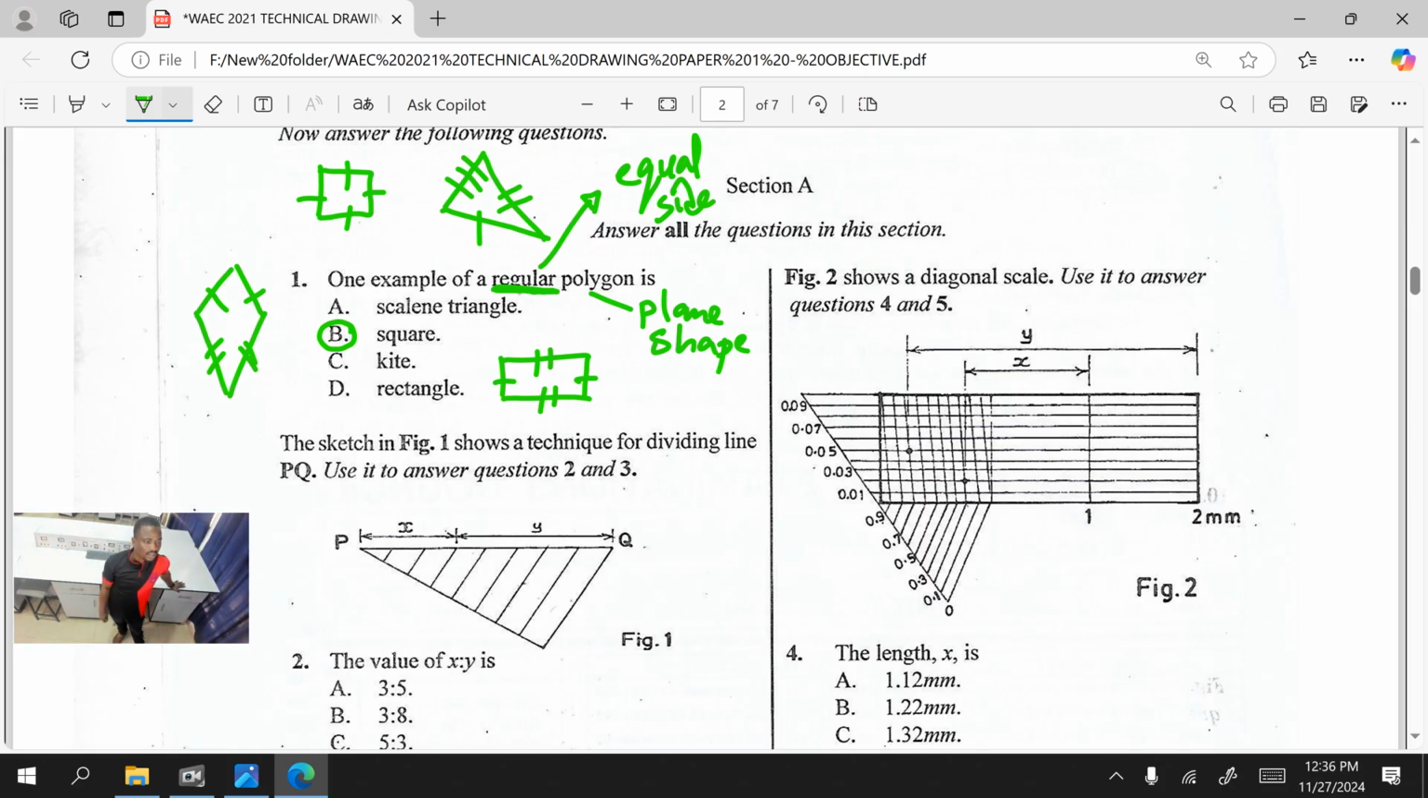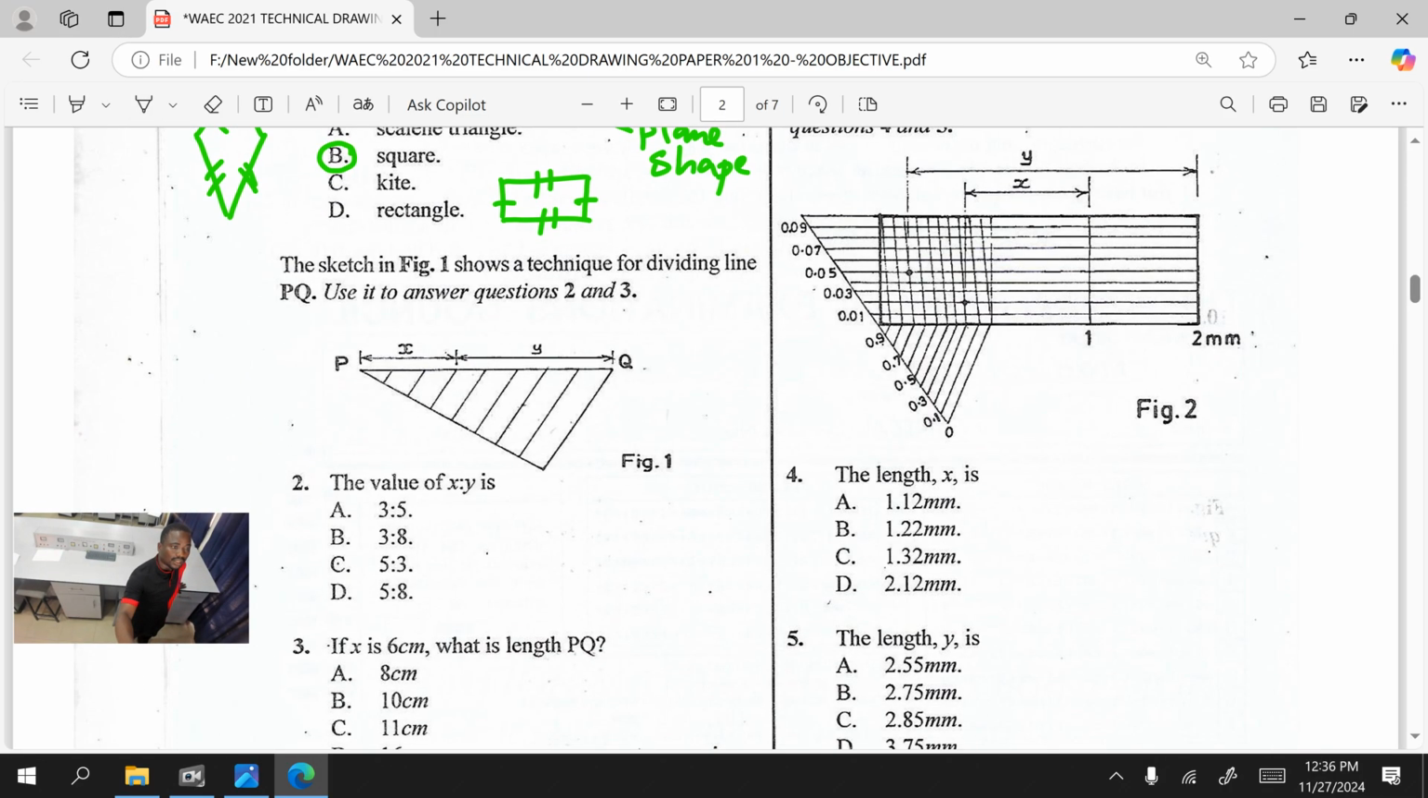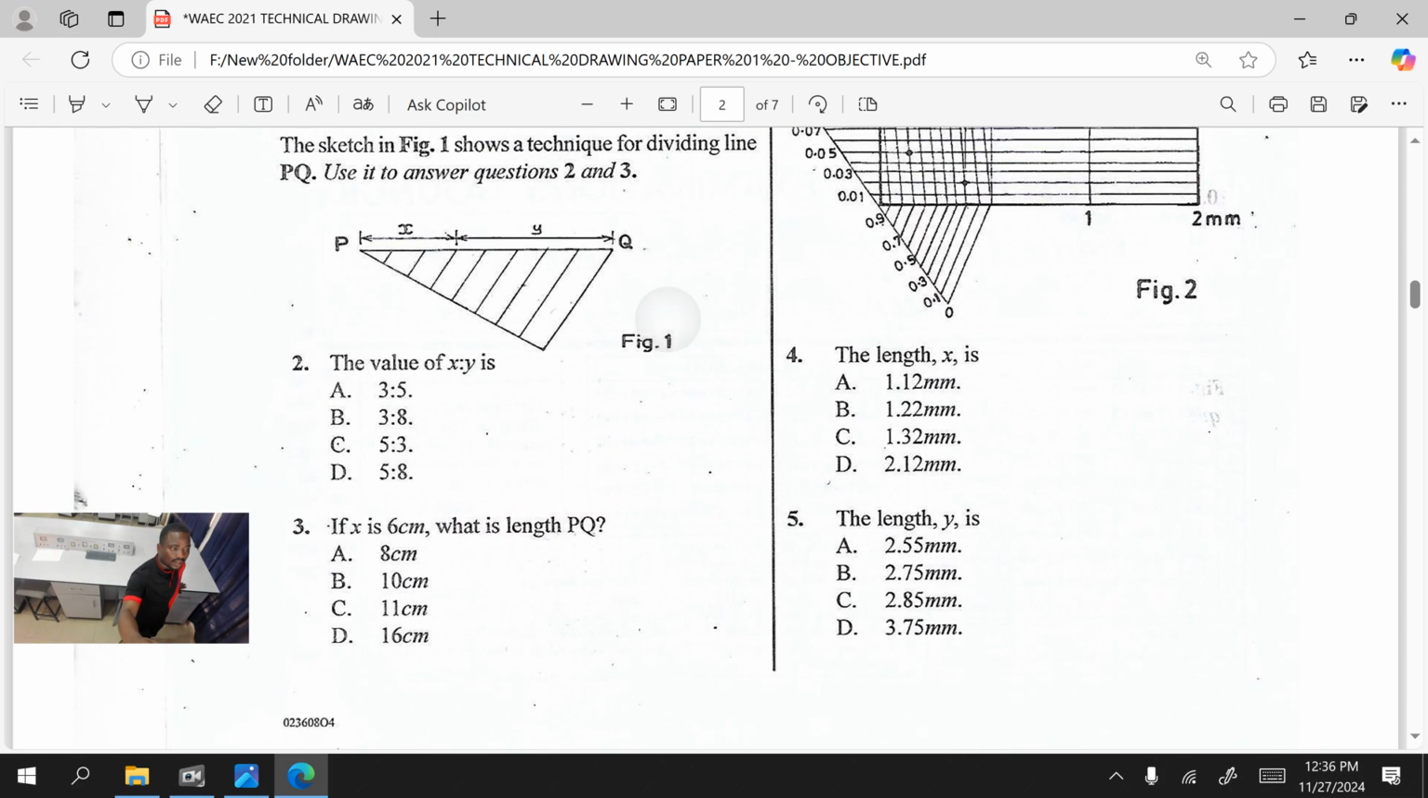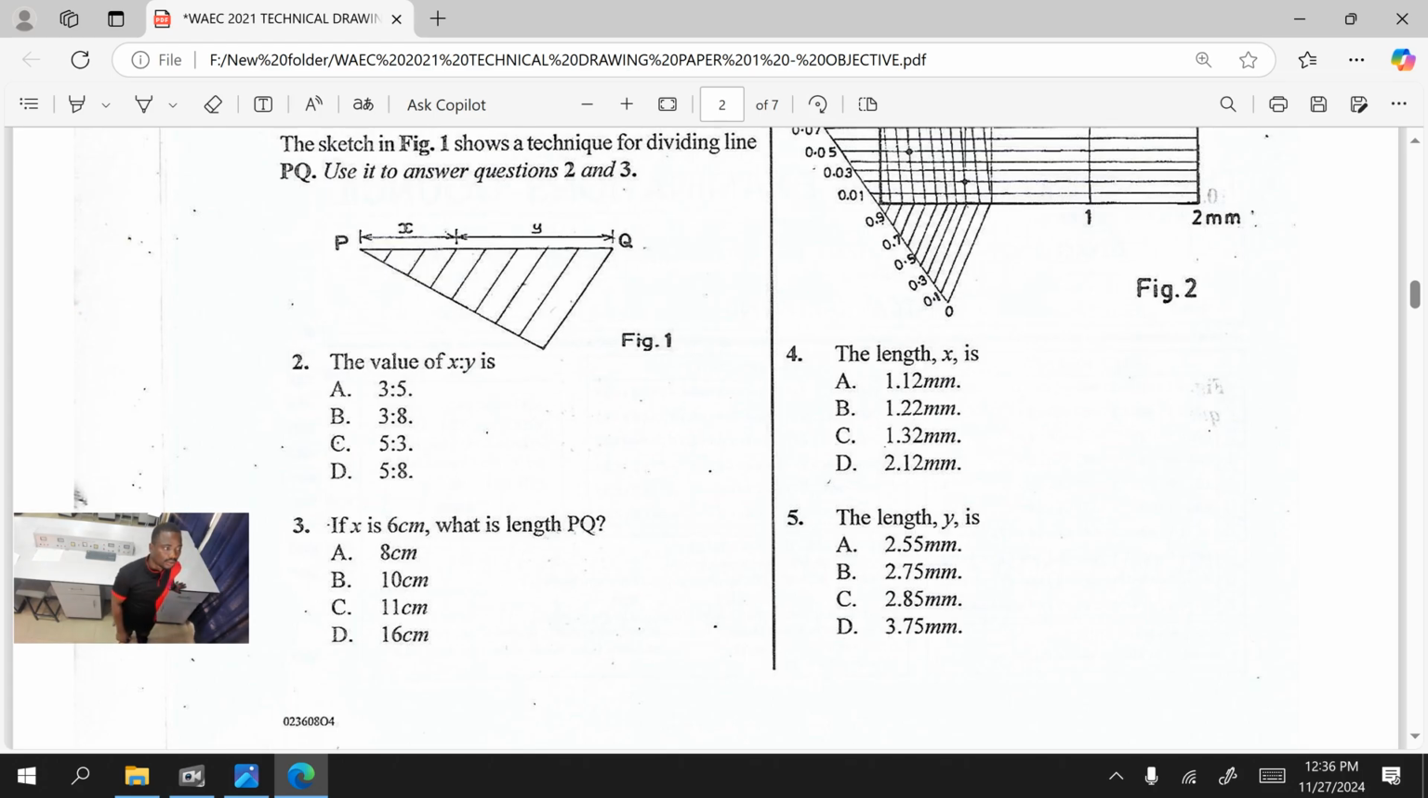I'm explaining this because I know most of you will think this is a cheap question, but at the same time, we have students that fail questions like this. Most people don't understand the word regular, what it actually means. It means a shape that has all its sides equal. So we go to question 2 and 3.